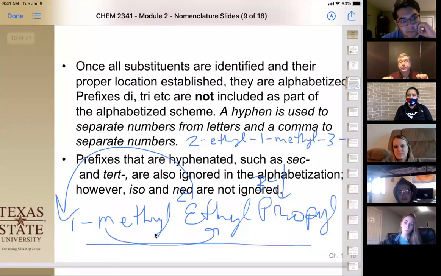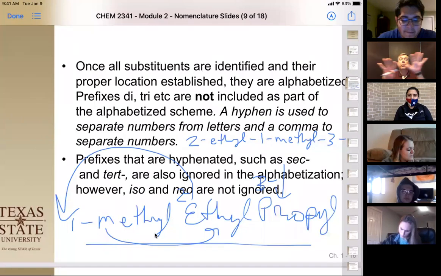All right, so we have identified our parent chain. We've identified our first substituent. We have identified how we're going to number the chain. And now we know that once we have all of our substituents identified, we reorder them in alphabetical order.